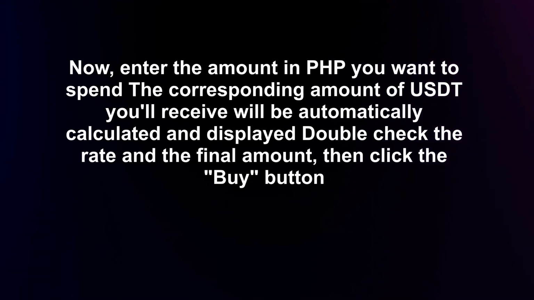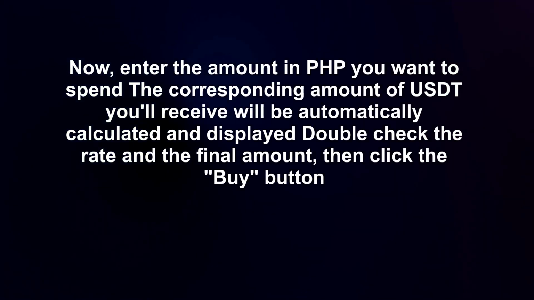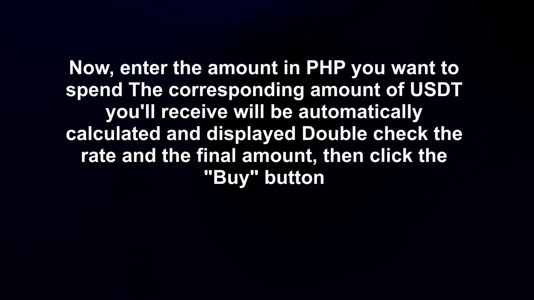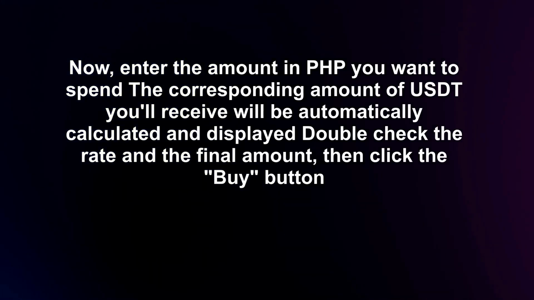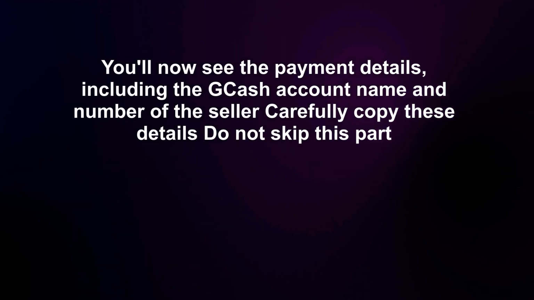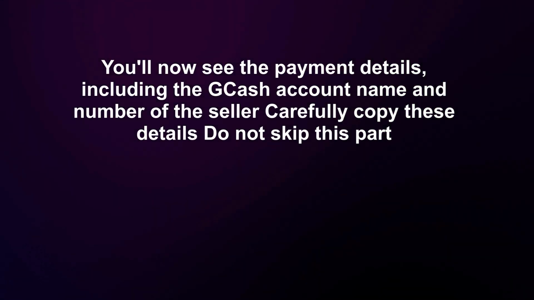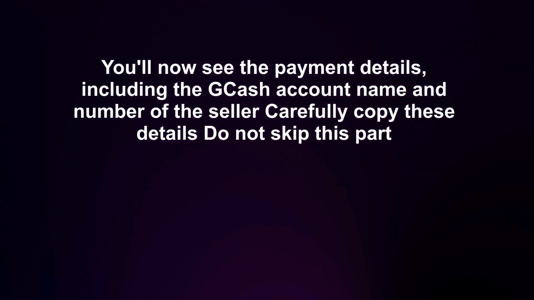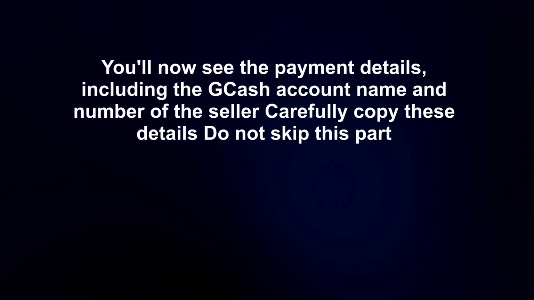The corresponding amount of USDT you'll receive will be automatically calculated and displayed. Double-check the rate and the final amount, then click the Buy button. You'll now see the payment details, including the Gcash account name and number of the seller. Carefully copy these details. Do not skip this part.